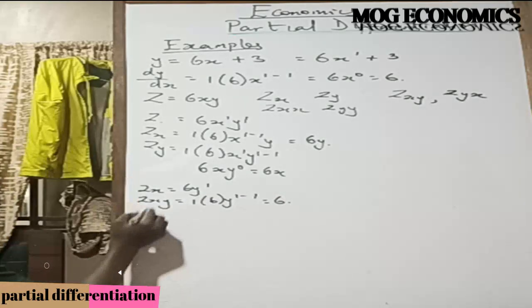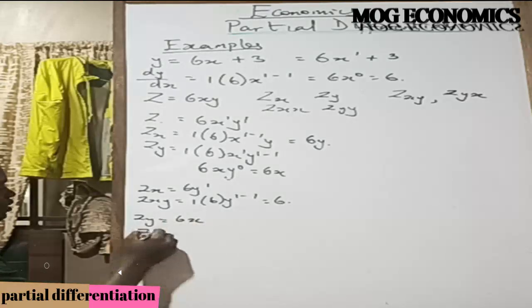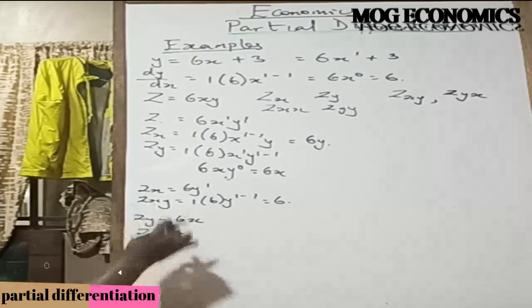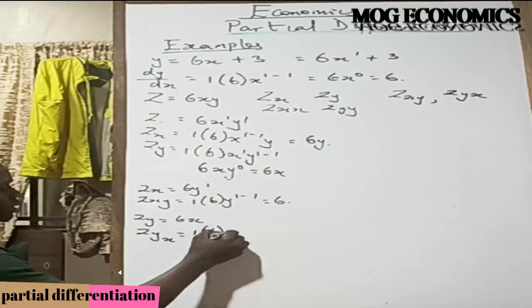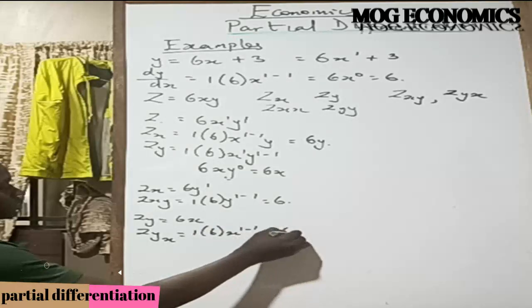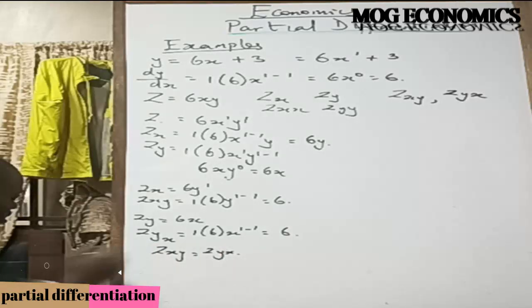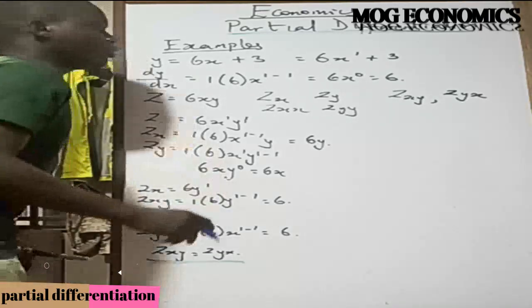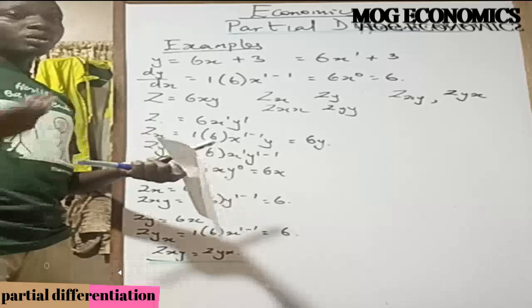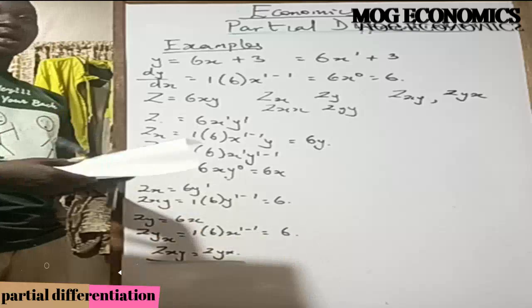All right, so let's look for zyx. So zy from what we did was 6x. So we are differentiating zy with respect to x. So this is still going to be 1 times 6 x^(1 minus 1), and then this is going to give you 6. So if you look at it, zxy equals zyx. So in cross partials, your derivatives should be equal to each other. So we may call something zxy and then we may call it zyx. What you should get is the same thing. So these are simple stuff.